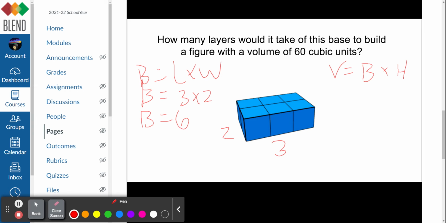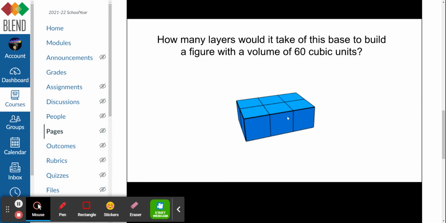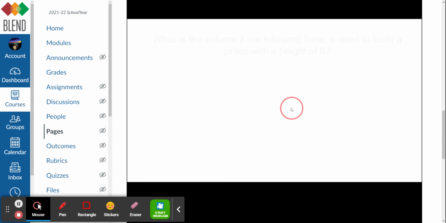So how many layers would we need in order to make 60? So we're going to plug in 60 as our volume, 6 as our base, and what we don't know is our height. We're going to put the box. Once again, the box shows us that's the part we don't know. So 6 times something equals 60. If you know your tens facts, you know 6 times 10 equals 60, so your height is equal to 10. So we would need 10 layers of this 6 cube base to make a rectangular prism with a volume of 60 cubic units.